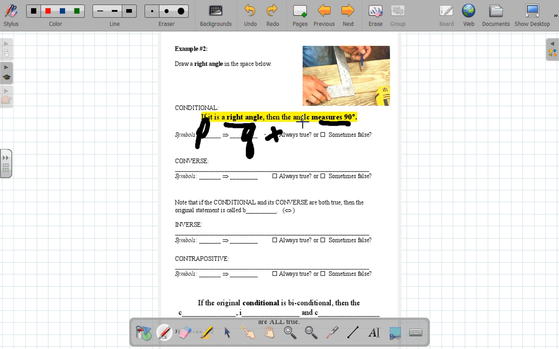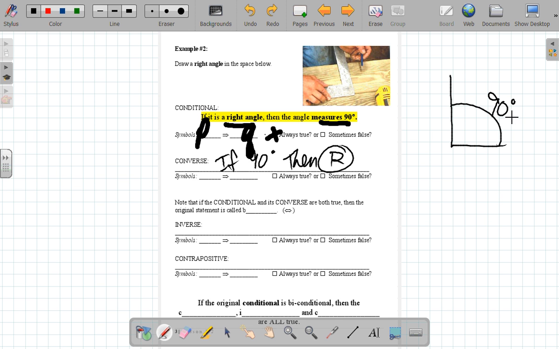Converse, please. Dominic, how does it read? Okay, if 90, then right. All with the circle means right. That is medical terminology. Sarah, is that true or false, ma'am? If I have a 90-degree angle, is it a right angle, ma'am? Yes, ma'am. Okay, so this one is also true, and that's if Q, then P, thank you.